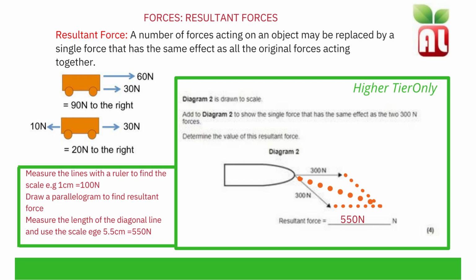So we draw another 2 3cm lines to make a parallelogram. Join up the diagonal and measure the length of the diagonal line. The diagonal line is 5.5 centimetres in length, so we use our scale times by 100 to get our value of 550 newtons.